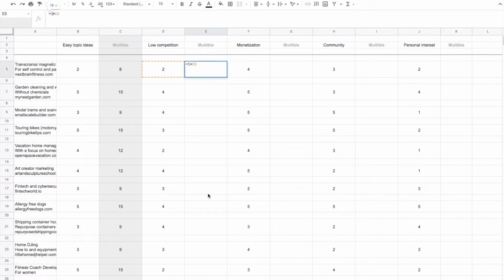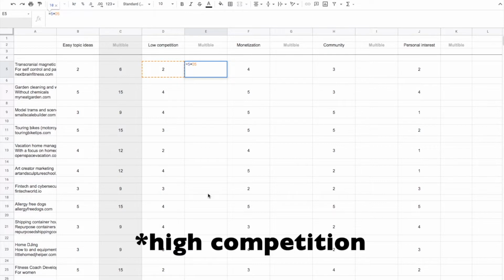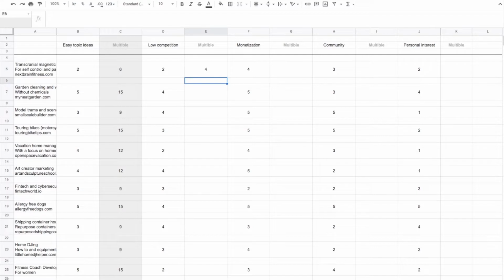For me, I have a bit more patience and low competition doesn't scare me as much. So I'm going to give it a lower multiple. And of course, I'm going to add the same thing for everything in the list.